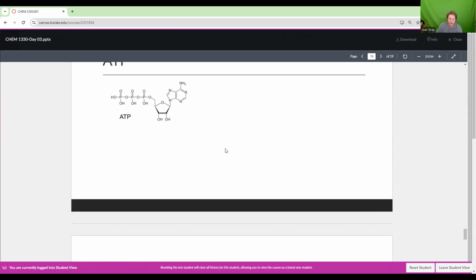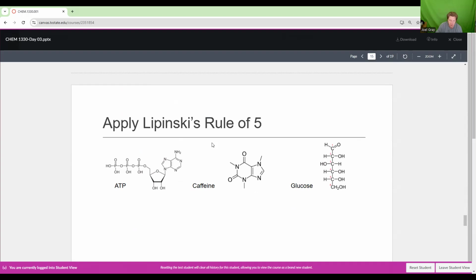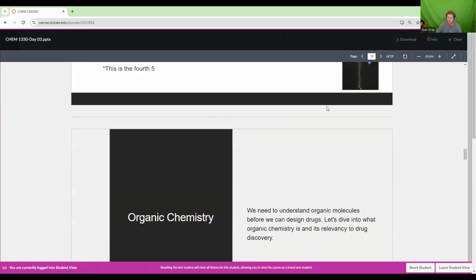Then I might ask you to look at a compound and think about, can you apply Lipinski's rule of five? Is this a good substance to consider? In which case you're applying the rules of five.